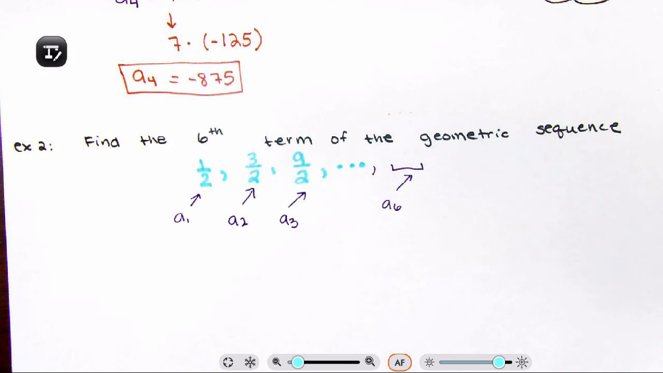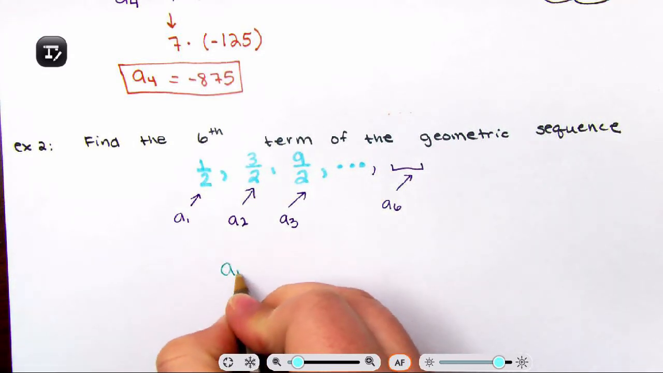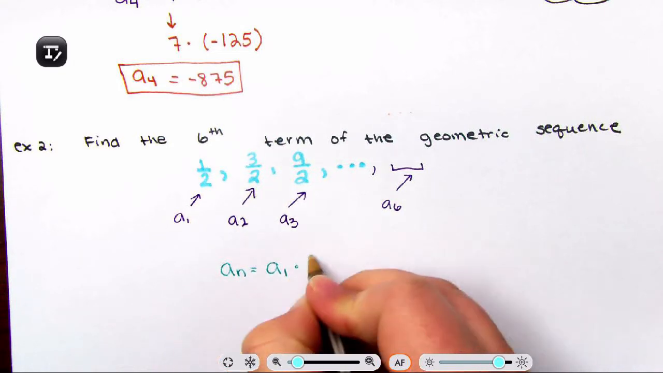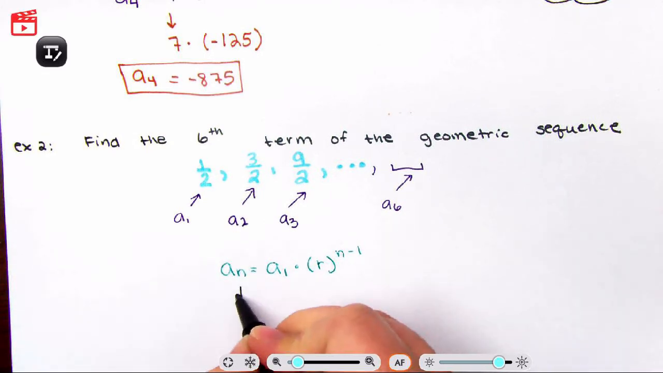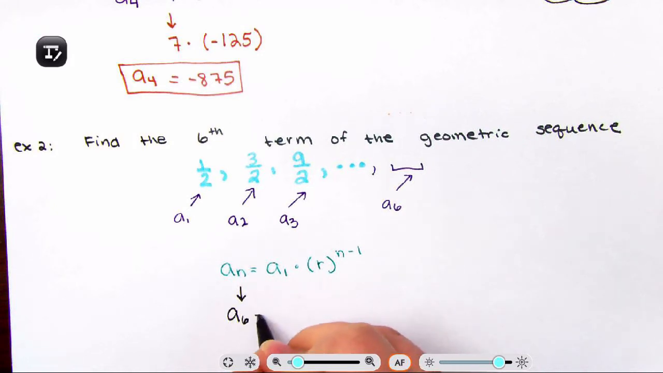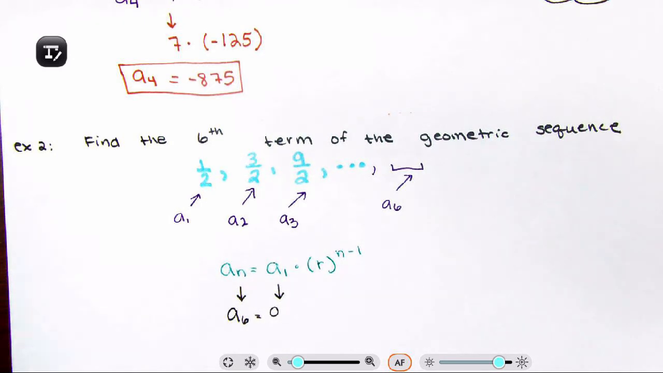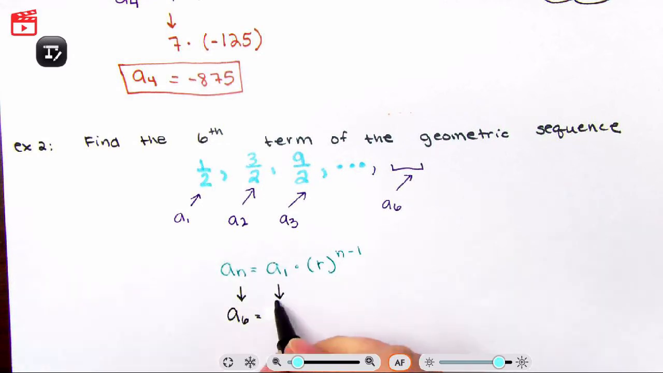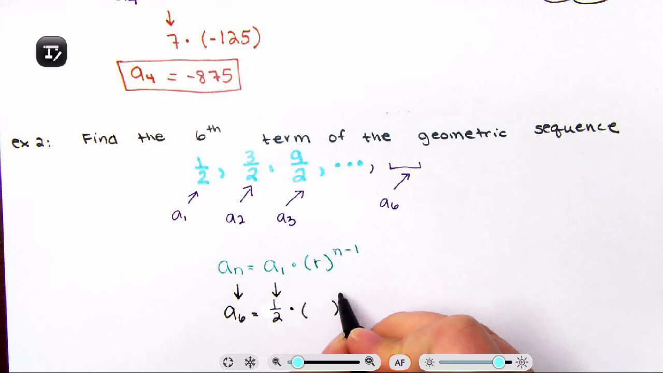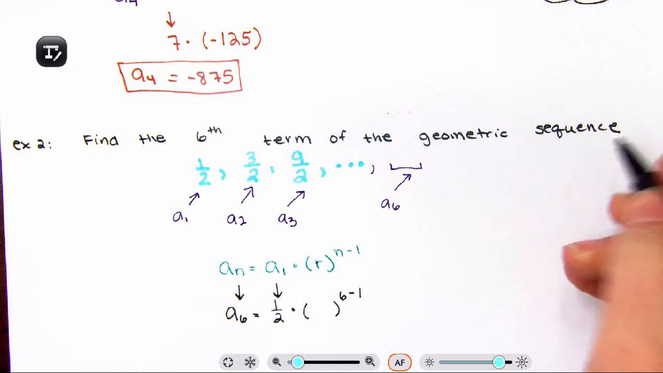So what you're going to do is start out again with your formula: a sub n is equal to a sub 1 times r to the n minus 1 power. Now we're going to replace what we have and what we want. We want the term in the 6th position. My first term, a sub 1, is 1/2. My r we don't know yet, but I do know my n: we want the 6th term, so it's going to be 6 minus 1. So let's figure out what the r is.